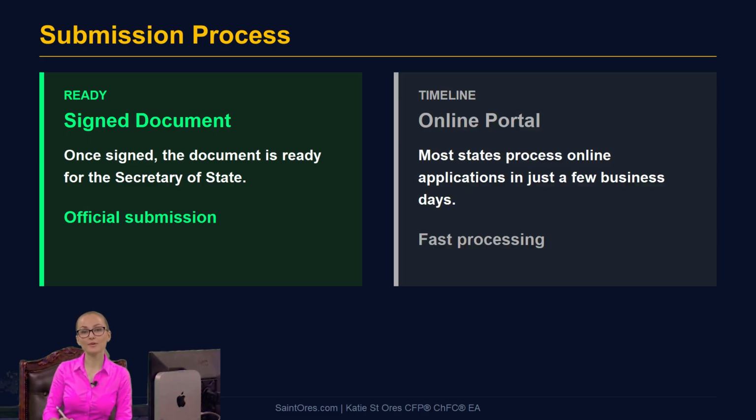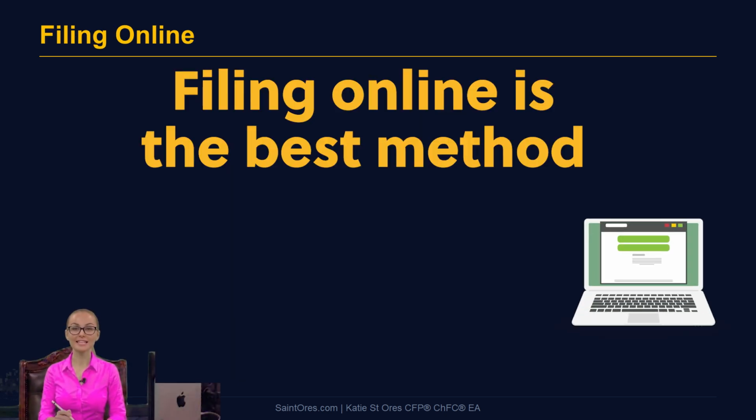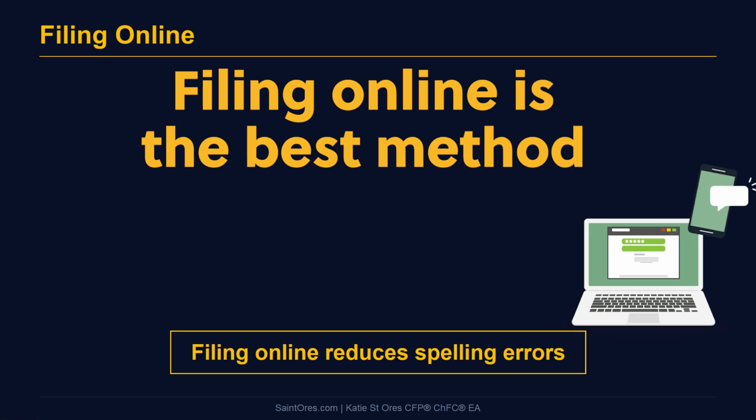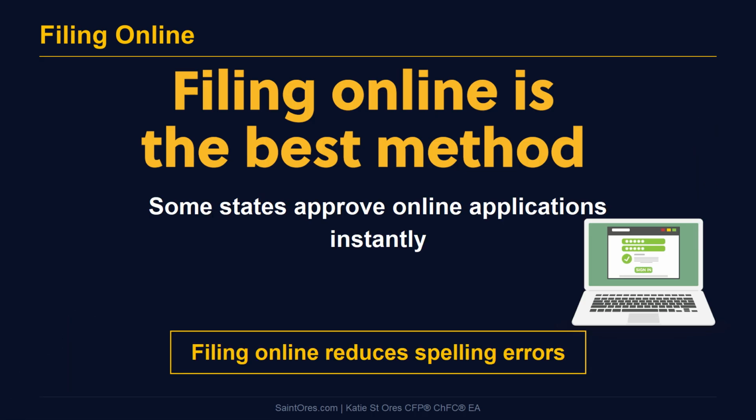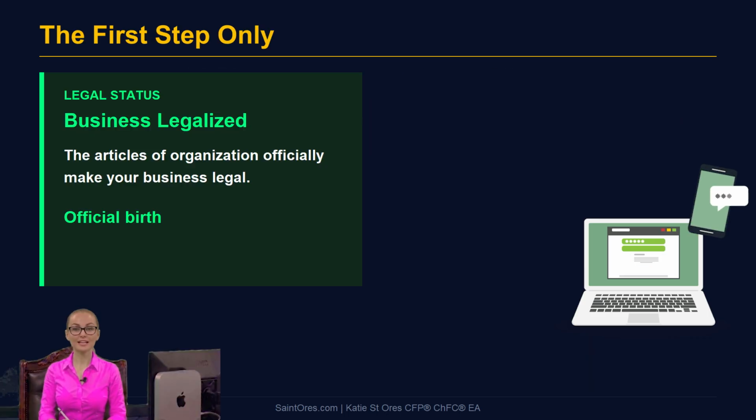Most states now offer an online portal that processes these applications in just a few business days. Filing online is highly recommended because it reduces spelling errors and speeds up approval time significantly. Some states even approve online applications instantly. Before you submit, however, you must understand that this filing is only the first step.